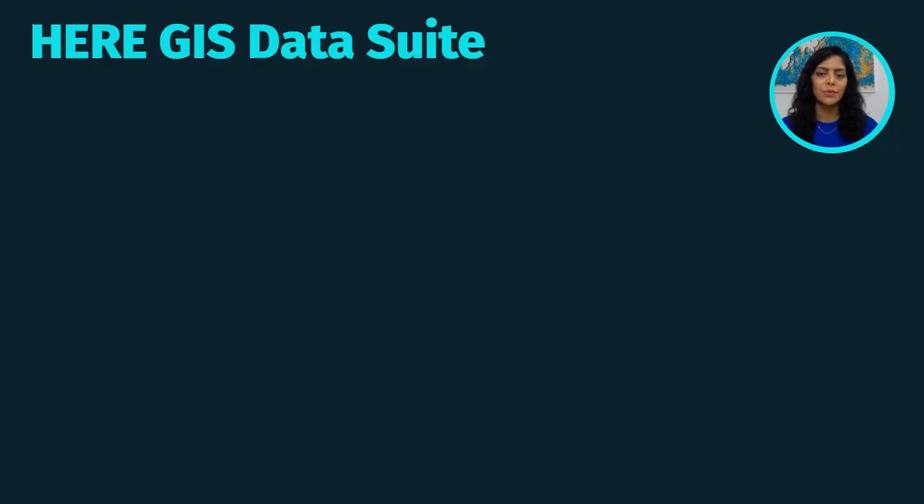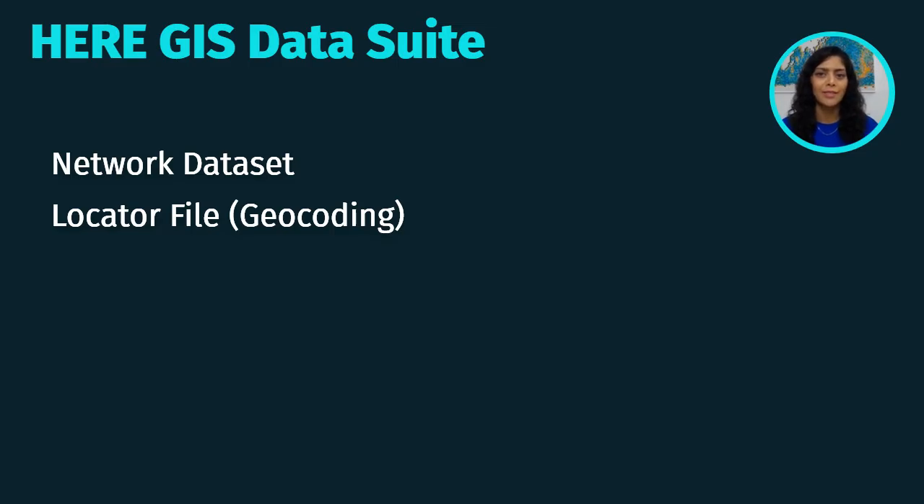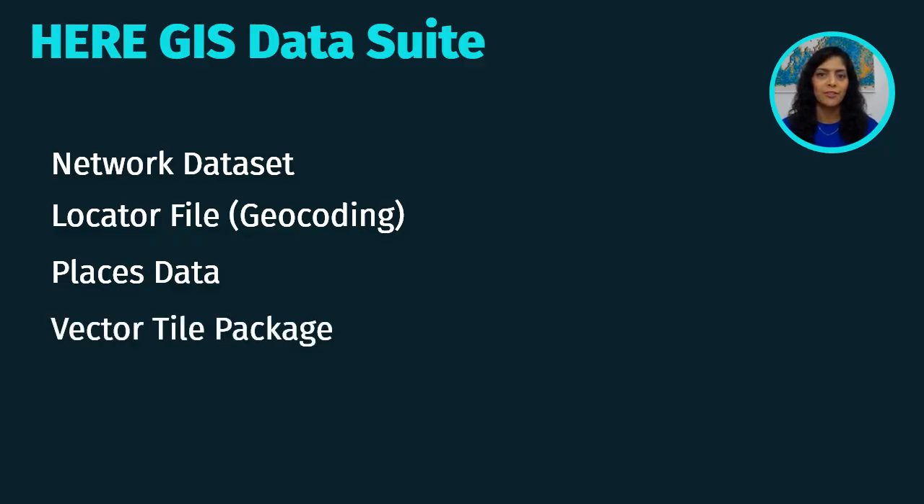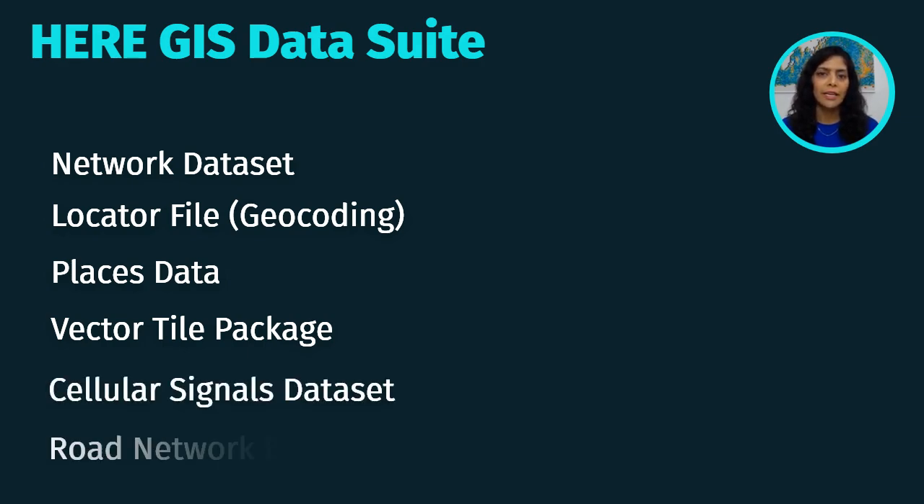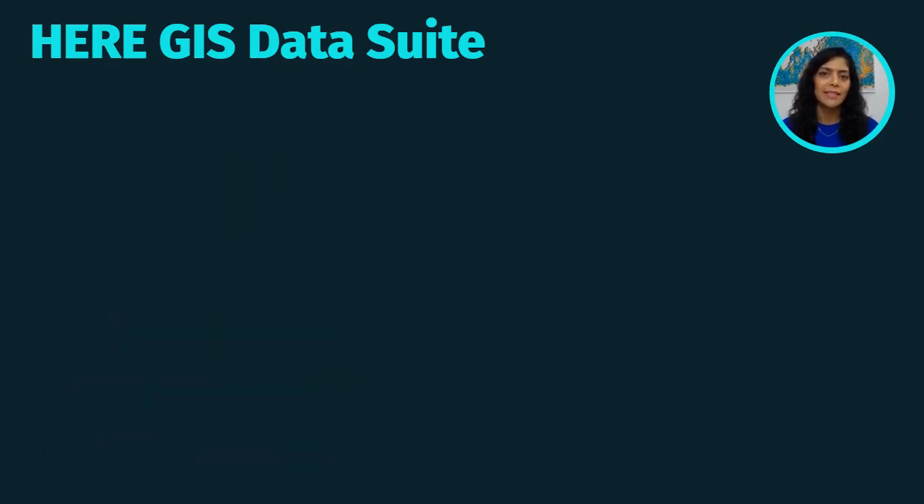The Here GIS data suite is comprised of a network dataset powering location analysis, a locator file supporting high accuracy geocoding, places data with comprehensive attribution, vector tile packages for fast rendering professional quality base maps, cellular signals dataset, road network data with tolls, height and weight restrictions, and more. All these datasets are ready to use out of the box within an ArcGIS Pro project. No transformations, no conversions needed.